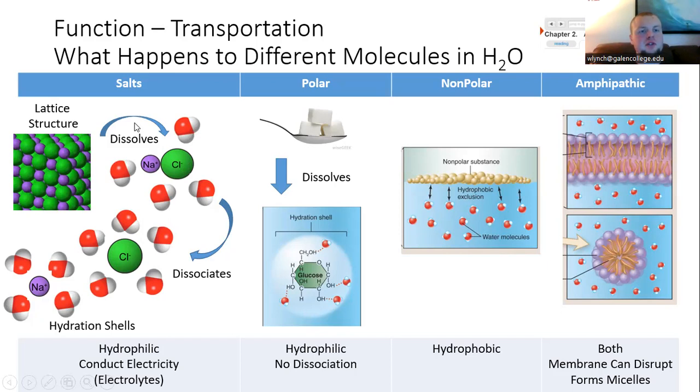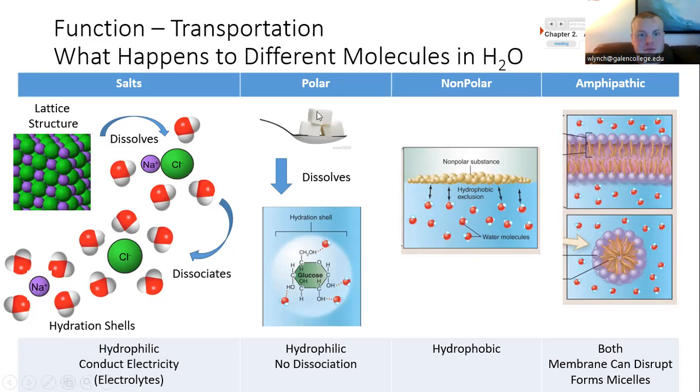Salts are usually hydrophilic substances, meaning that they like water or they attach to water easily. They're going to be electrolytes, which means that they are able to conduct electricity, and they're going to form hydrogen bonds with the water molecules to dissociate pretty evenly throughout the solution.